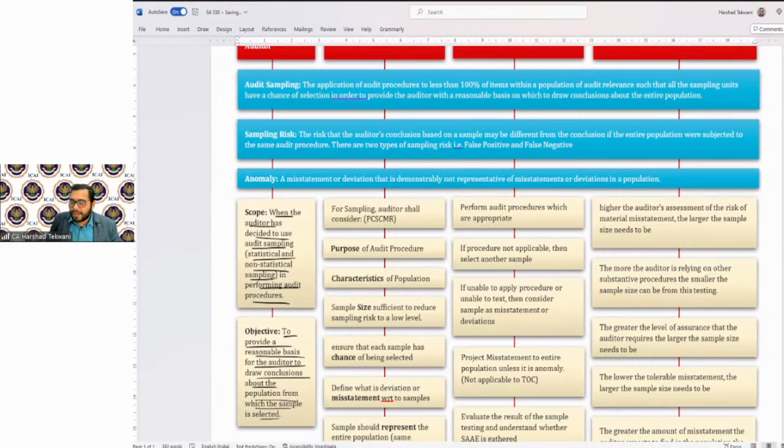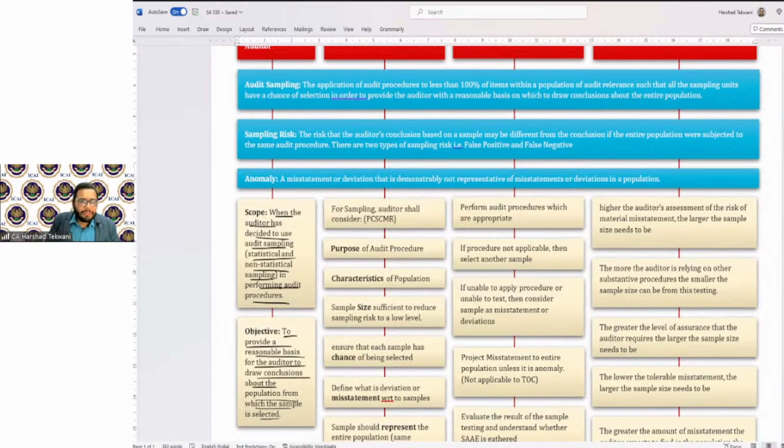Now, there are a few things I want to discuss before we jump onto the detailed requirements. So, a few definitions. First, audit sampling. It's pretty simple: the audit procedures that we apply to a particular sample, which is not 100% of the population. That is audit sampling.